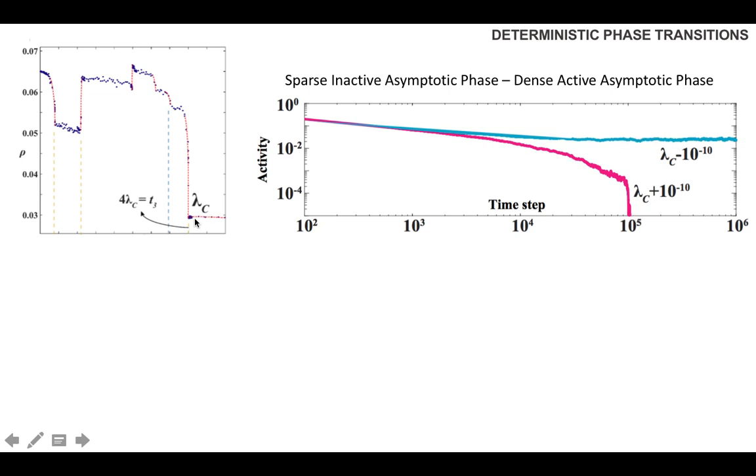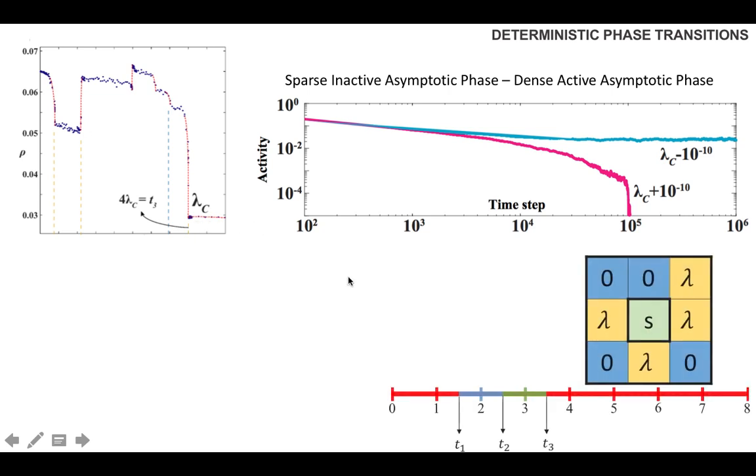However, once you pass this critical threshold, you have a dense active asymptotic state. So you have an asymptotic state that is more dense compared to Conway's Game of Life. Okay, why does this happen at exactly this point?